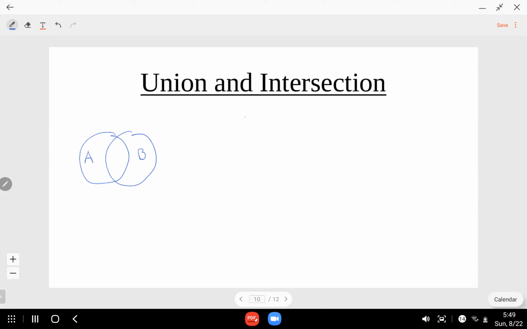The union symbol is this, and the intersection symbol is this, an upside down U. That's intersection. So what is union? Union is combining A plus B.